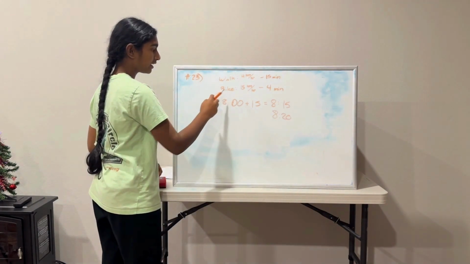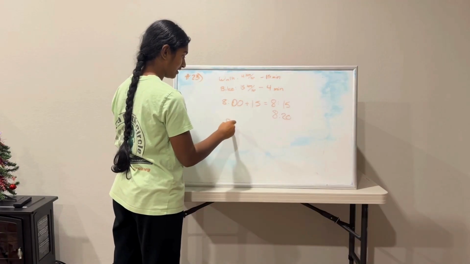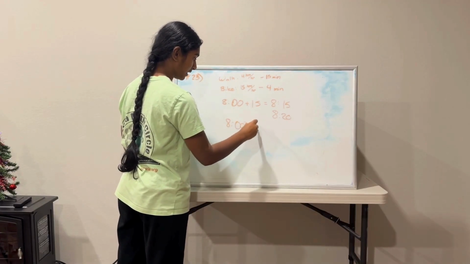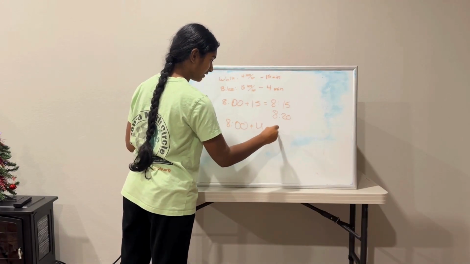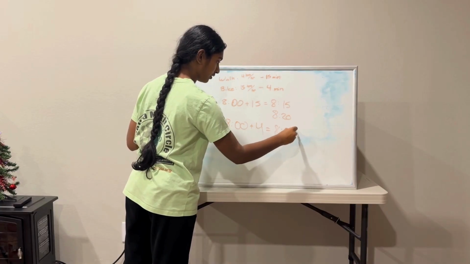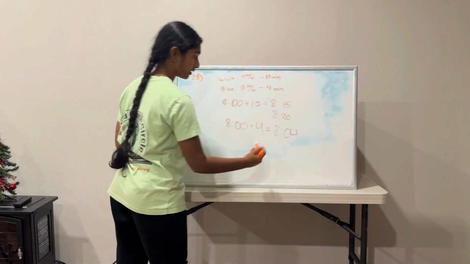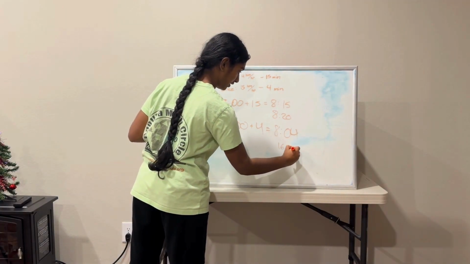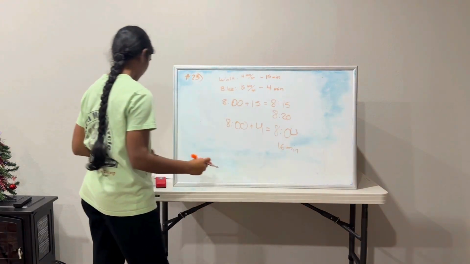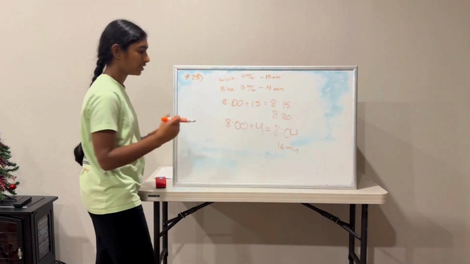Now, if he were to bike starting at 8, that would mean that he arrives at 8:04, making him 16 minutes early. So our answer would be 16, which is E.